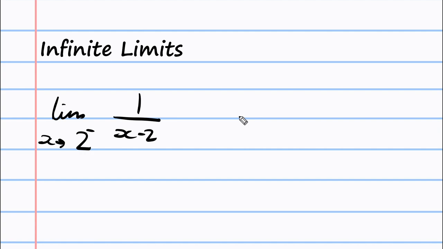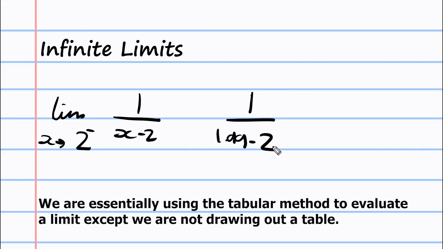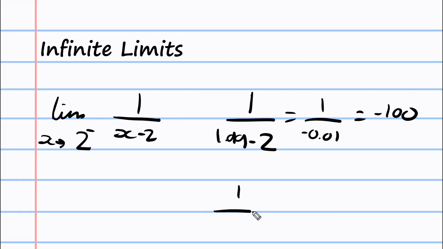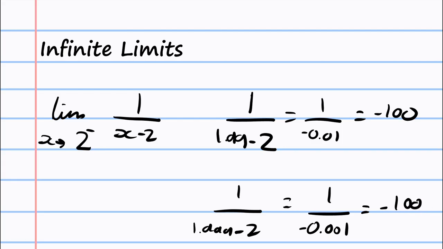We can look at the trajectory of this function by plugging in values of x that are closer and closer to 2 but are less than 2. So we can plug in a value like 1.99 into this function and see what it equals. It appears to equal negative 100. If you plug in a value even closer, 1.999, we get 1 over negative 0.001, which equals negative 1000.